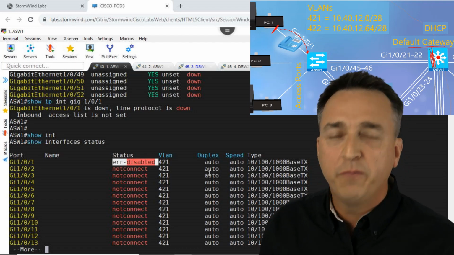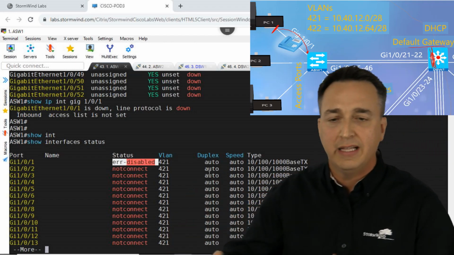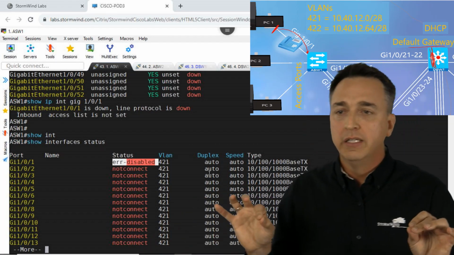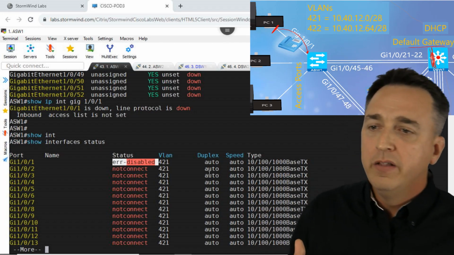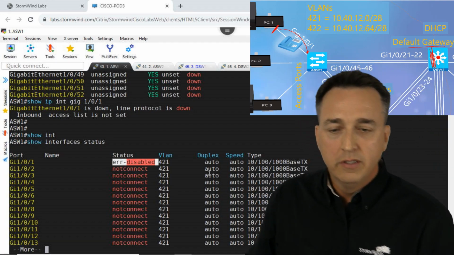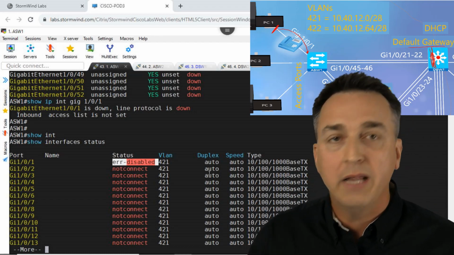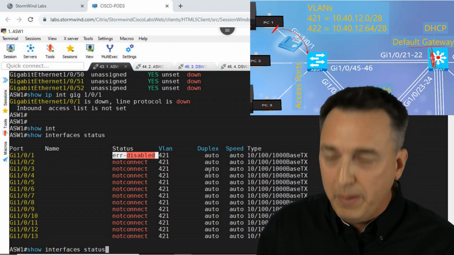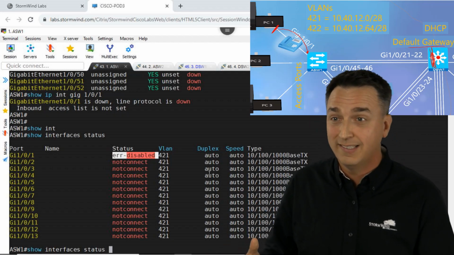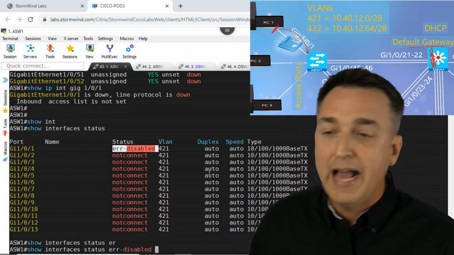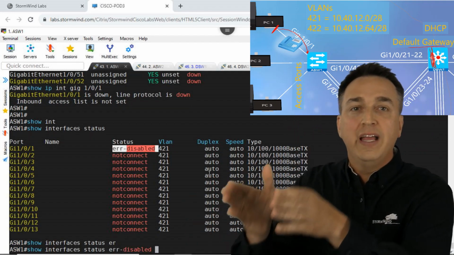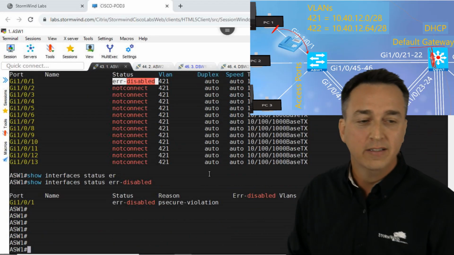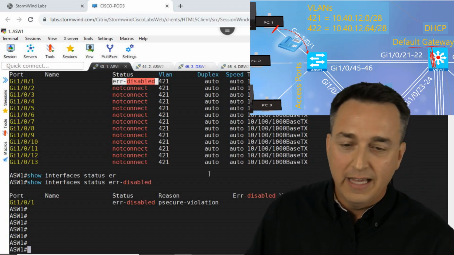Err-disabled. So before we even bounce the interface, before we do anything, this is a perfect command to always check, folks. And you can see that that one is err-disabled. Excellent. Now, why though? Does anybody know how we can find out exactly why? Some people don't know this command exists. Watch this. You can actually type in show interface status err-disabled, and it'll tell you exactly why. That is awesome.